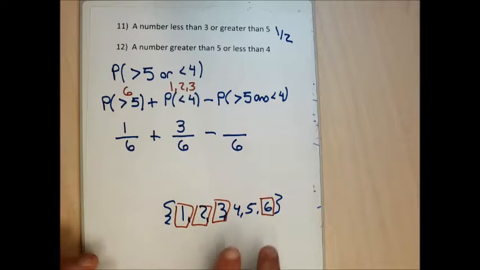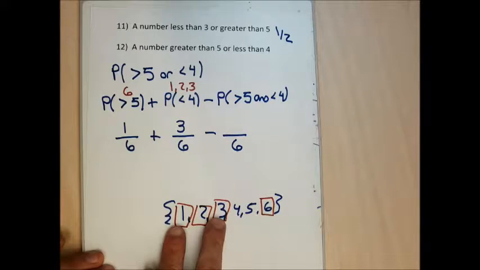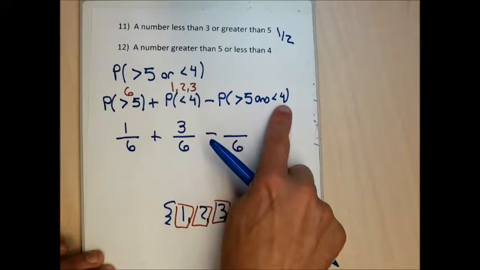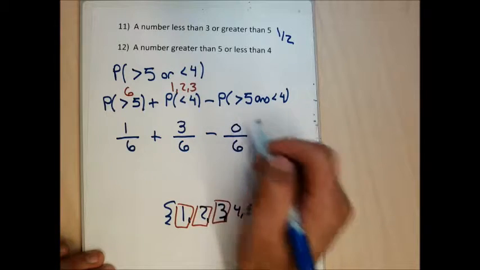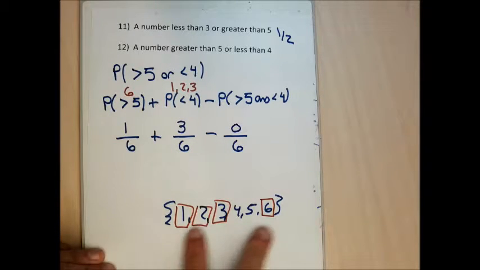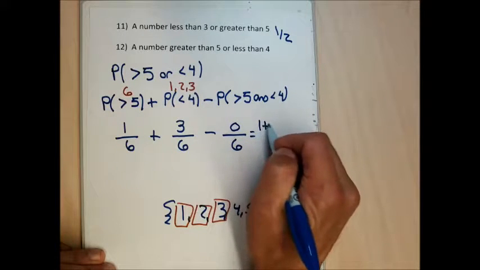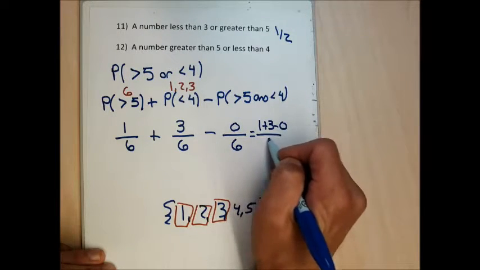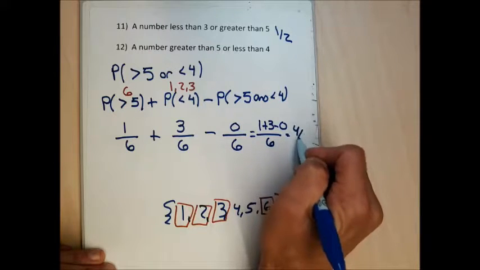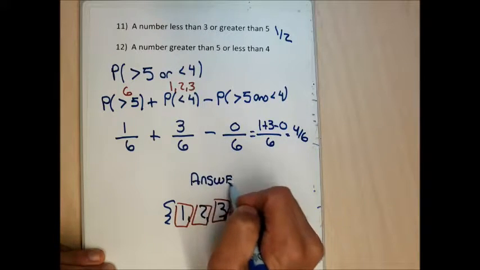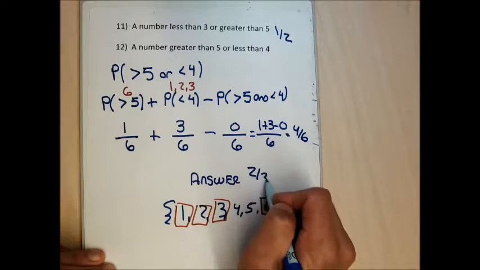And for the last fraction, I'm looking for overlapping. Well, there aren't any overlaps here. There aren't any numbers that are bigger than 5 and less than 4 at the same time, so that fraction is going to have a 0 in the numerator because I haven't circled any of these numbers twice. When I add these up, I get 1 plus 3 minus 0 over 6. It's going to be 4 over 6, and I'm going to reduce that. And the answer I'm going to write for problem 12 is just the number 2/3.